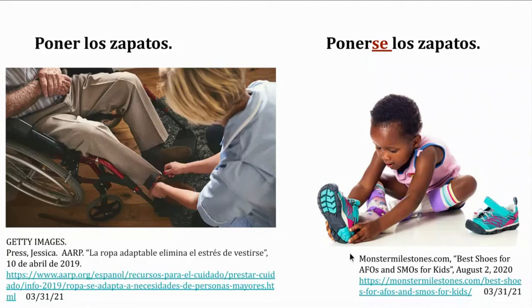However, in this picture, on the right, the child is putting her shoes on her own. So, entonces, en español we say ponerse los zapatos, meaning that one performs an action for oneself and by oneself.